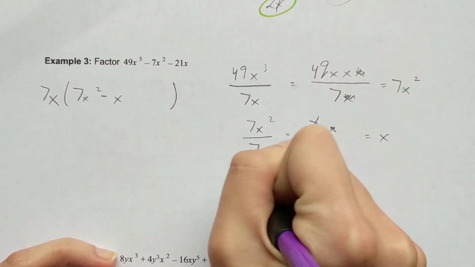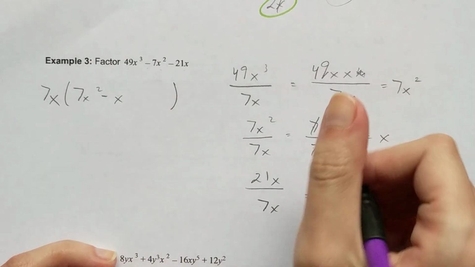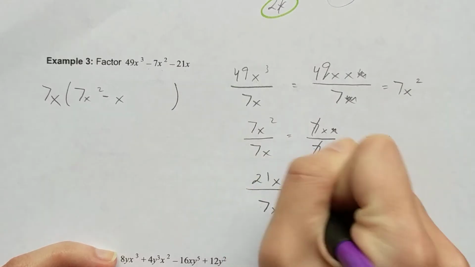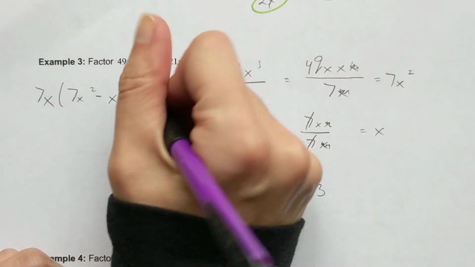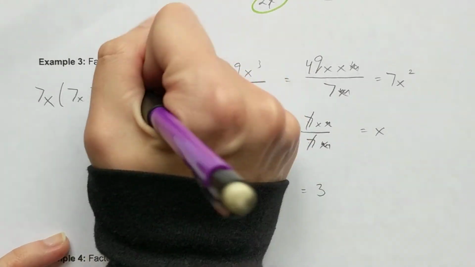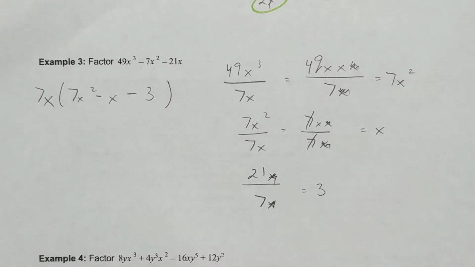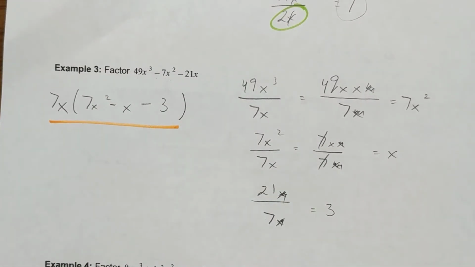Finally, 21x divided by 7x. 21 divided by 7 is 3. X and x cancel out, so 3 is my last bit there. I add a 3 to the end. I see there was a minus sign beforehand, so I put the minus sign back, and there is my final answer.